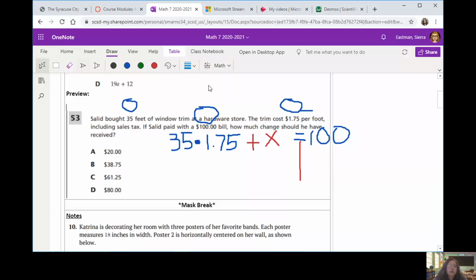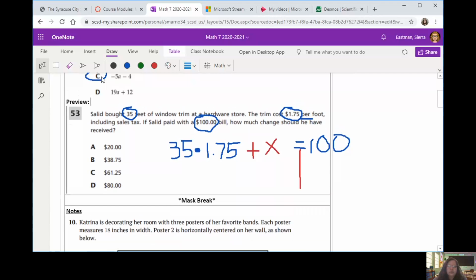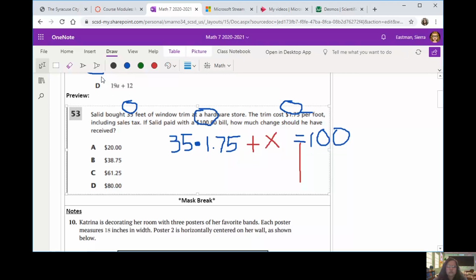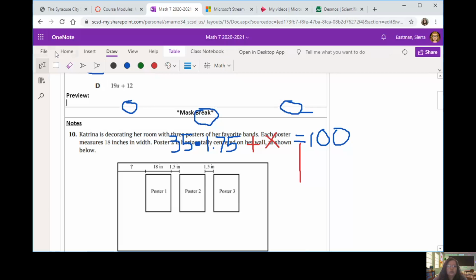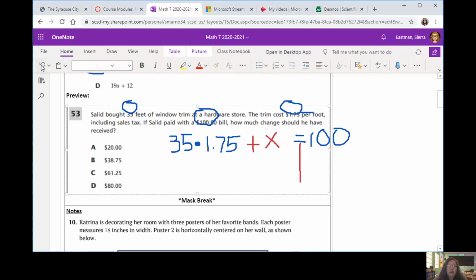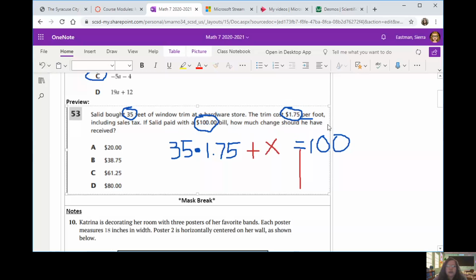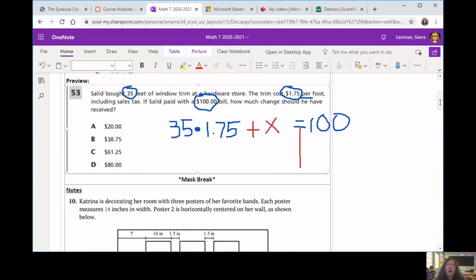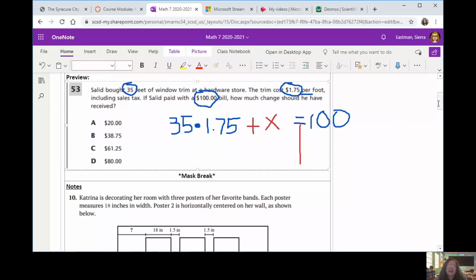Give myself, oops, that's not what I want to do. Oh goodness, I'm messing up my whole page here. I was going to try and give myself some extra space, but that's okay. We'll solve it this way first, and then I'll show you that other way.